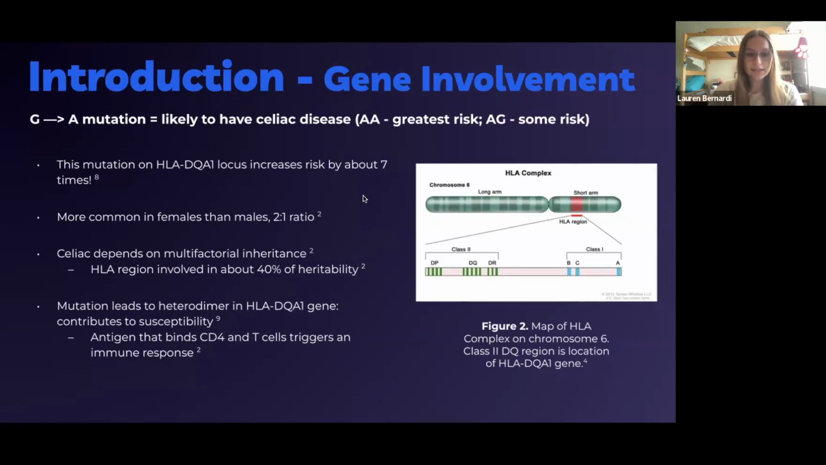The mutation on the HLA locus increases your risk by about 7 times. Literature found that it was more common in females than males, about a 2-to-1 ratio. And celiac disease depends on multifactorial inheritance. It's not just that if there's this mutation, you have the disease. The HLA region is involved in about 40% of that heritability. The mutation itself leads to a heterodimer in the HLA-DQA1 gene, and that contributes to susceptibility. Basically, it creates an antigen that binds CD4 T cells and triggers that immune response, hence why it's an immunocompromised individual. And over here, we just have a map of the HLA complex on chromosome 6, and this is a class 2 DQ region on the HLA-DQA1 gene.